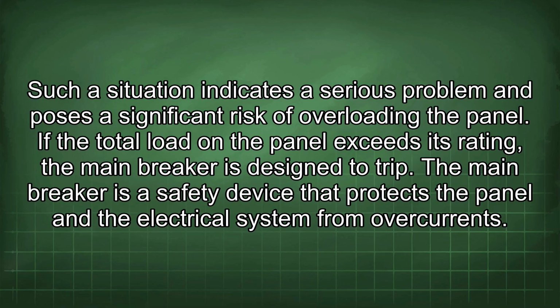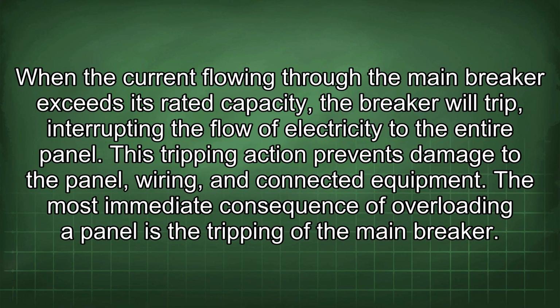If the total load on the panel exceeds its rating, the main breaker is designed to trip. The main breaker is a safety device that protects the panel and the electrical system from overcurrents. When the current flowing through the main breaker exceeds its rated capacity, the breaker will trip, interrupting the flow of electricity to the entire panel. This tripping action prevents damage to the panel, wiring, and connected equipment.